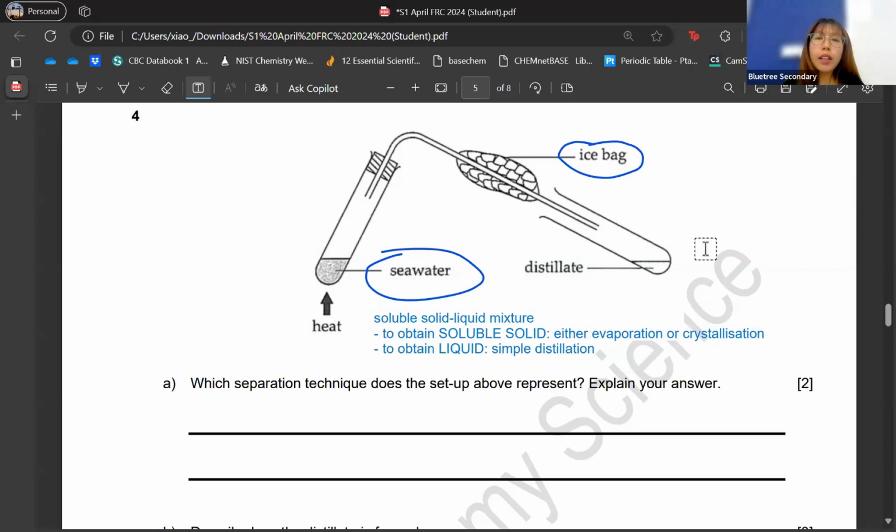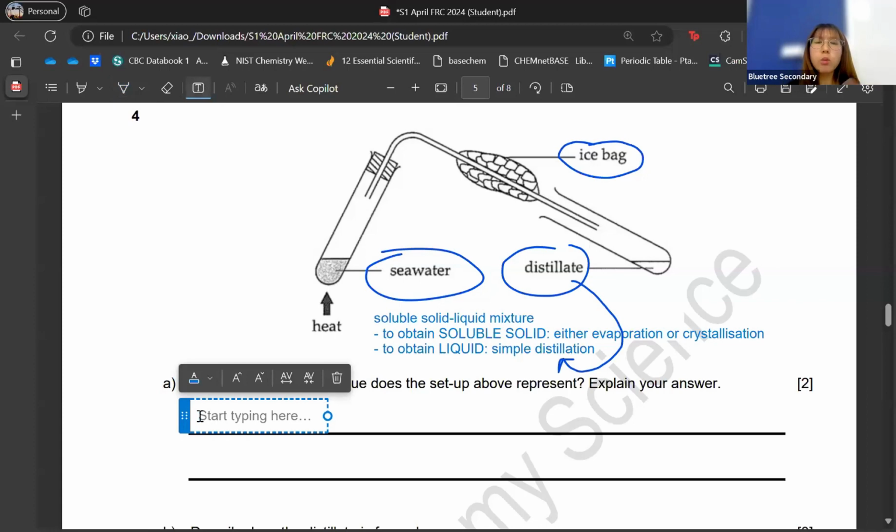Now we need to analyze this question. For seawater, I can either perform evaporation, crystallization, or simple distillation. If we look at the question again, our last clue is something called the distillate. Obviously, distillate is the keyword for simple distillation. We don't have the word distillate in evaporation. Likewise, we do not have the word distillate in crystallization. So to answer the question, what is this technique, we would have already obtained our 1 mark: simple distillation.